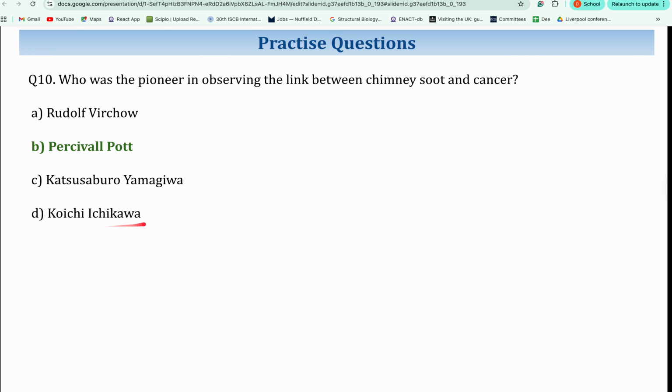If we talk about Koichi Ichikawa, he was the Japanese researcher who collaborated with Yamagiwa in inducing experimental cancer using coal tar. So the right answer is option B. Now let's move to the next question.